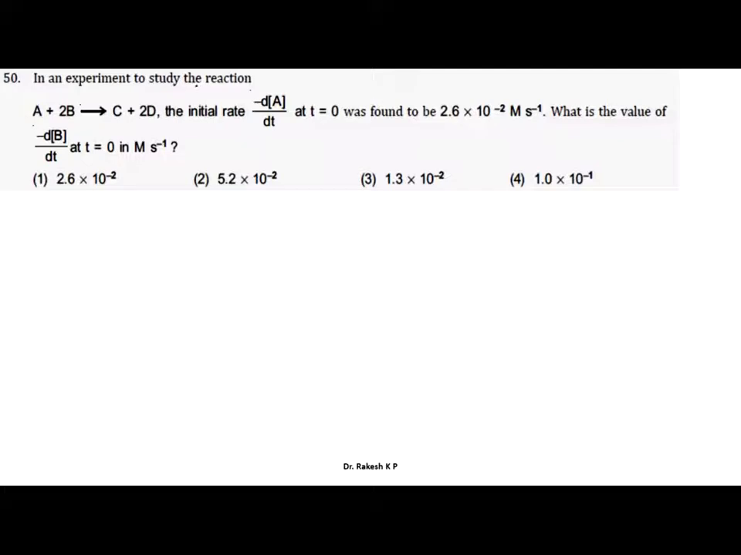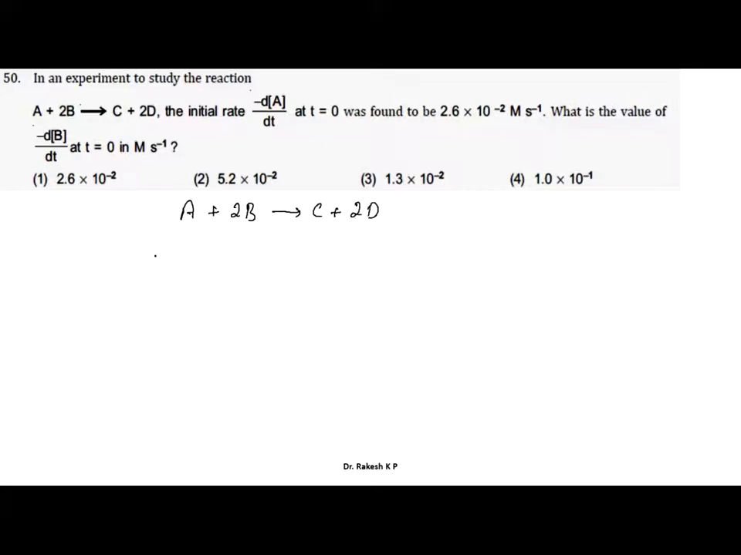In an experiment to study the reaction A plus 2B which gives C plus 2D, the initial rate, that is the change in the concentration of A at time 0, was found to be 2.6 into 10 to the power of minus 2 molar per second. What is the value of the change in the concentration of B with time? Okay, you just identify this one. See the reaction given here: A plus 2B gives C plus 2D.